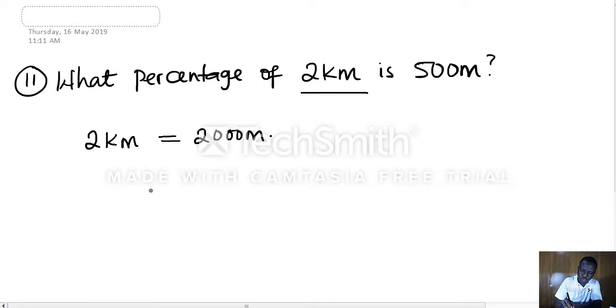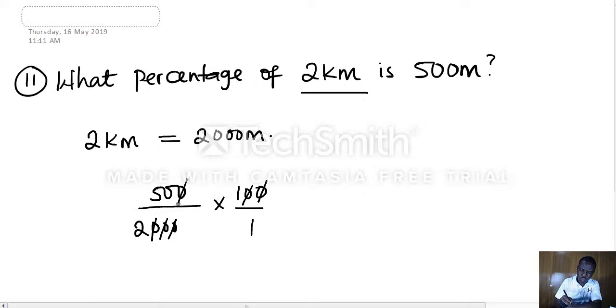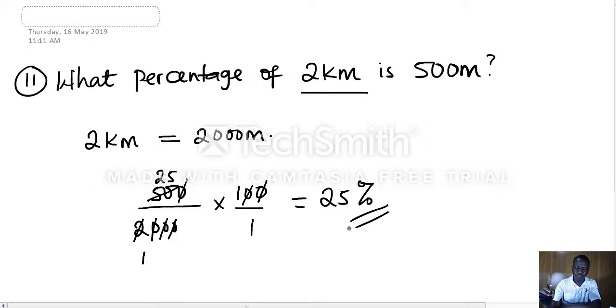So writing it as a fraction is going to be 500 divided by 2,000 times 100 over 1. So these two zeros are going to cancel these two zeros, and 0 will cancel 0, 2 here is 1, 2 into 50 is 25. That is, our answer is equal to 25%. That means 500 meters is 25% of 2 kilometers.